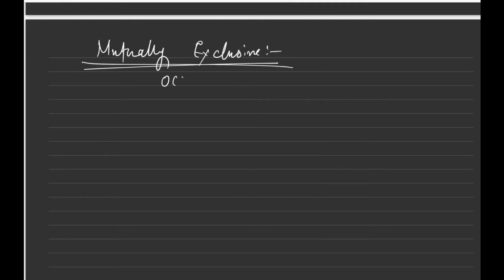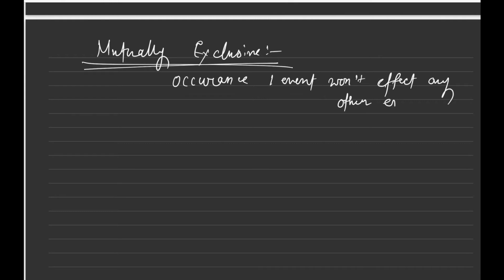Now there are a couple more terms like mutually exclusive. Mutually exclusive means the occurrence of one event won't affect any other event.